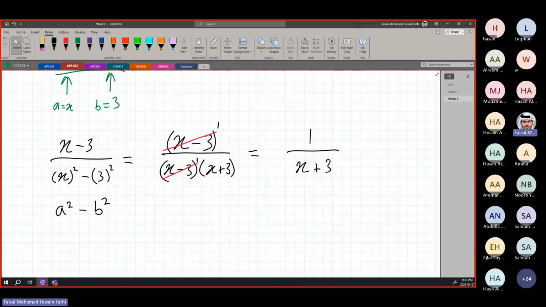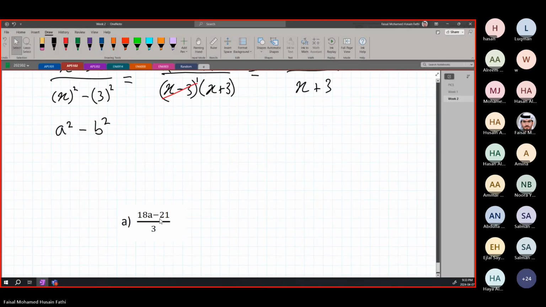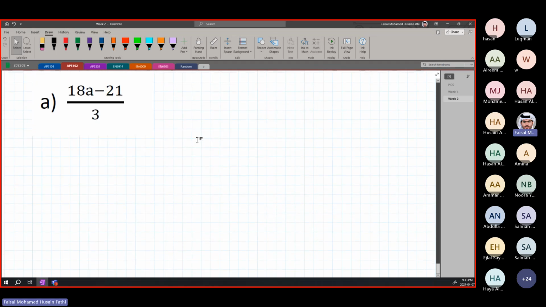Okay? I was just about to start solving questions like this, but I wanted to start with something easier, and I will do that now. So let's look at this. We have 18a minus 21, so we have 18a minus 21 divided by 3.